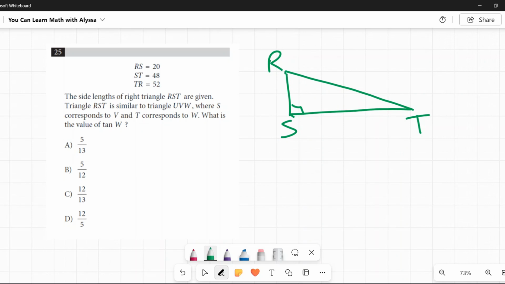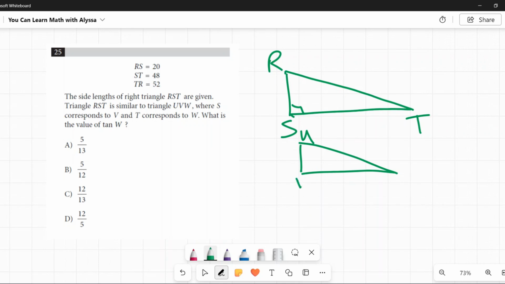Triangle RST is similar to triangle UVW. Now they go a little bit further and say S corresponds to V and T. But honestly, if they tell you RST is similar to UVW, that means the first corresponds to the first, the second to the second, the third to the third. That's the standard way that it's written. So RST, UVW, it could be bigger, it could be smaller, it could be the same. We don't know.